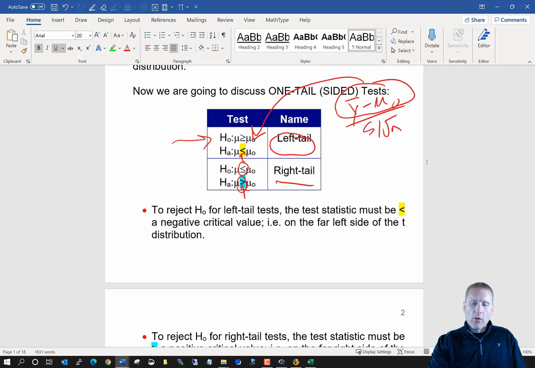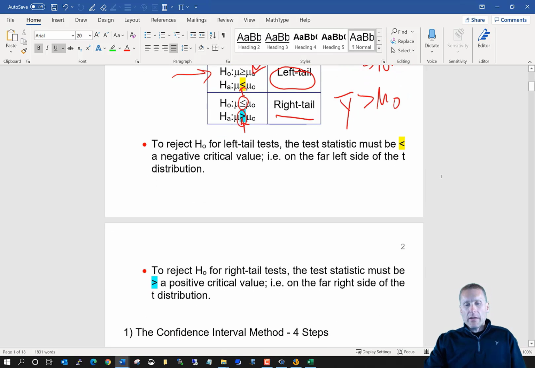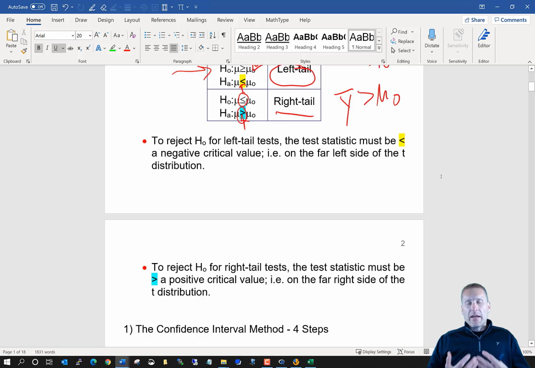Again, think of it this way. In order for mu to be said to be greater than mu0 based upon a sample, well, this y bar is going to need to be greater than mu0. And thus, y bar minus mu0 is going to be positive, and thus you're going to need to be on the right side of the distribution in order to reject H0. Again, the key element here is deciding how far on the right side or how far on the left side you need to be. That's where the critical value comes in.